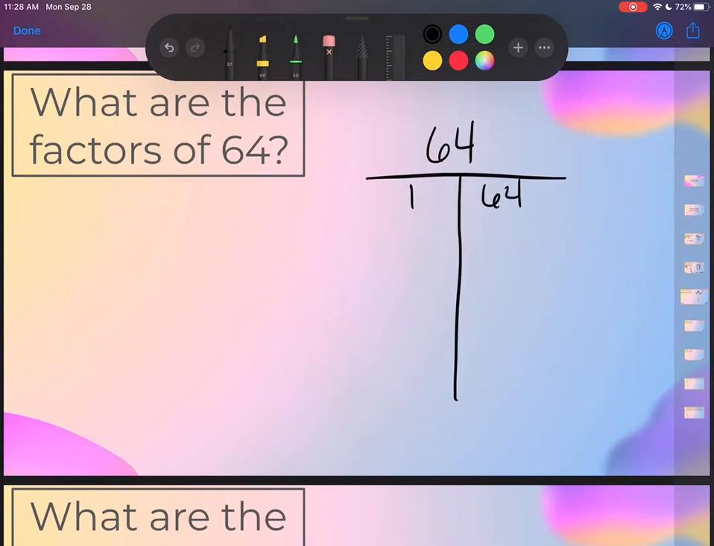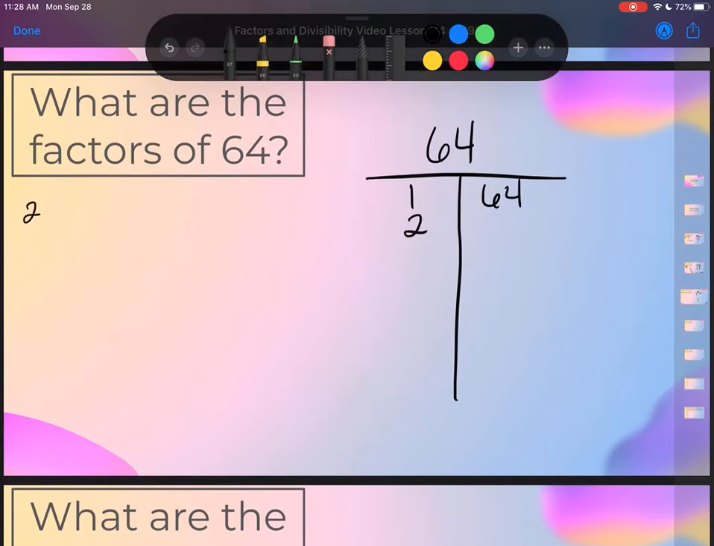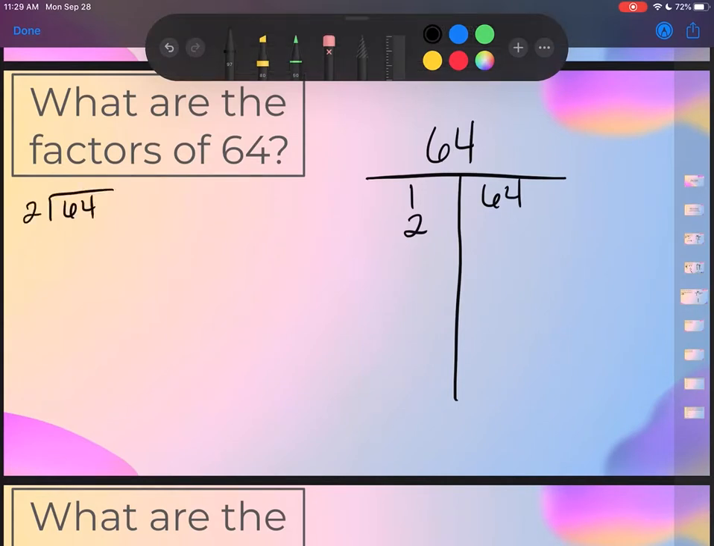So now, let's think about 2. In order for a number to be divisible by 2, it has to end in an even number. So 2, 4, 6, 8, or 0. 64 ends in a 4, so that does make it an even number, which means it is divisible by 2. If you don't know what 2 times what is 64 off the top of your head, which is totally fine, you can do your division over on the side, right? No harm in that. And I get 32. So that means 2 times 32 is 64. So 2 and 32 are both factors of 64.